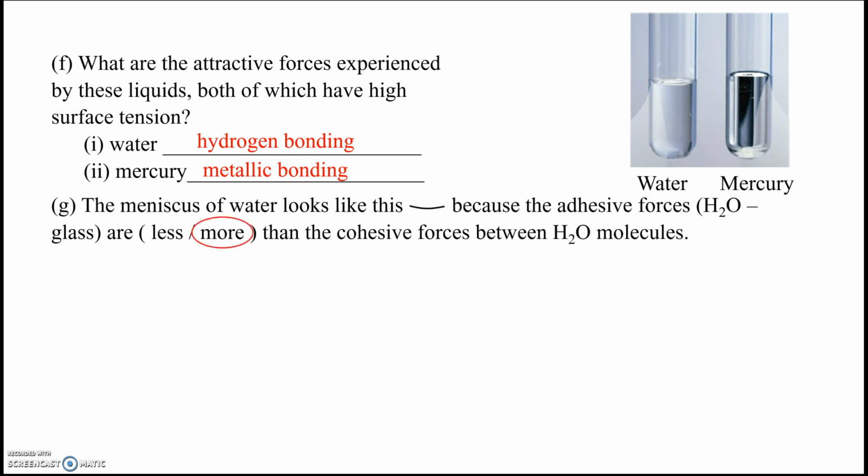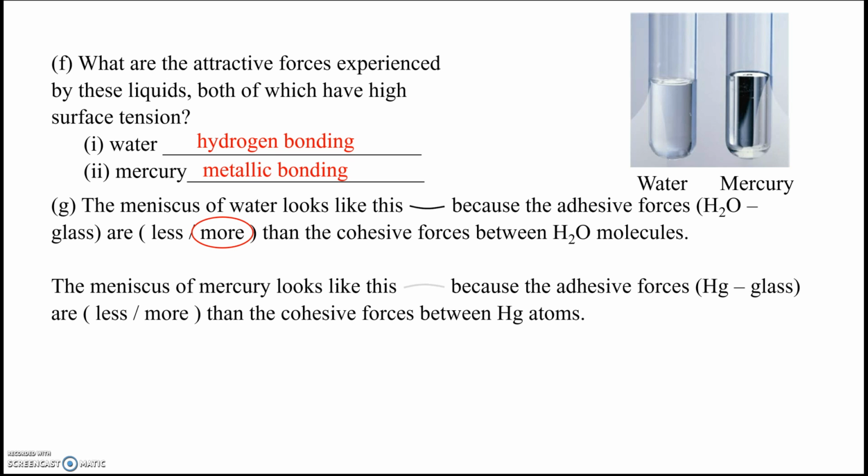And then question G says the meniscus of water looks like this because the adhesive forces between water and glass are more than the cohesive forces between the water molecules. And the meniscus of mercury looks like this sort of downward shaped concavity because the adhesive forces between mercury and glass are less than the cohesive forces between the mercury atoms.